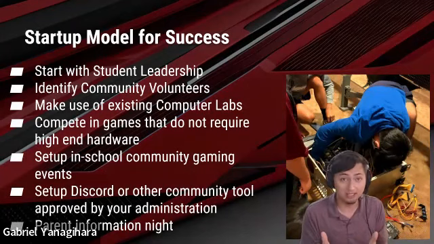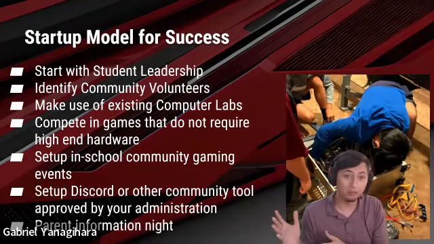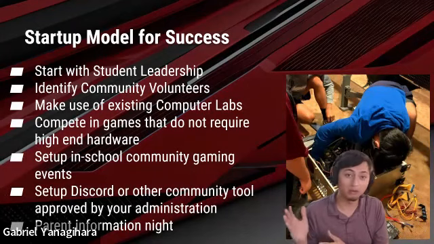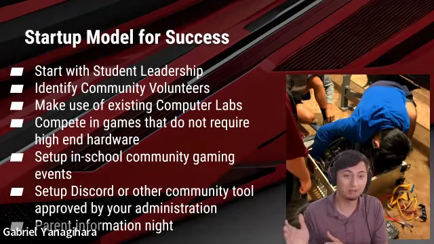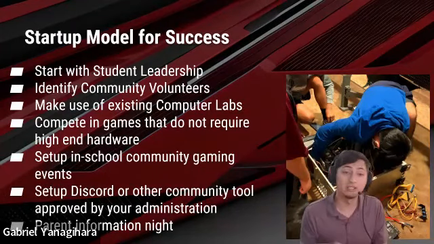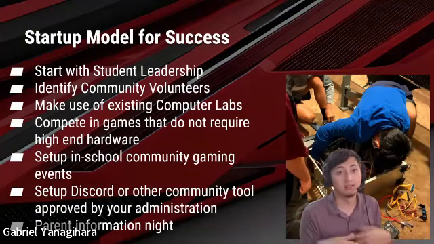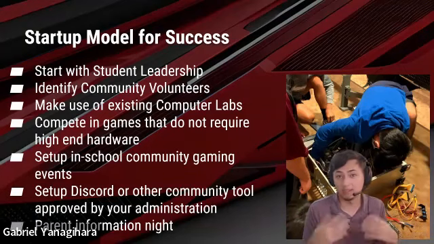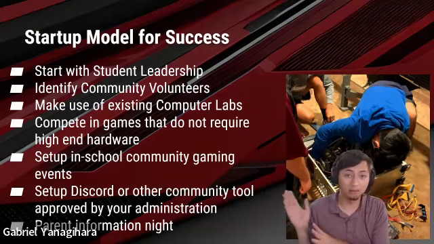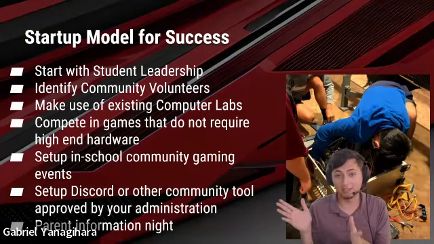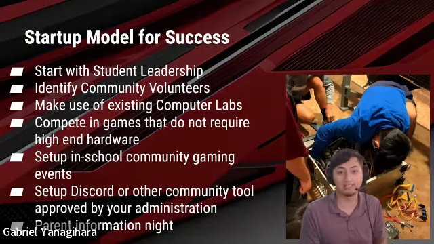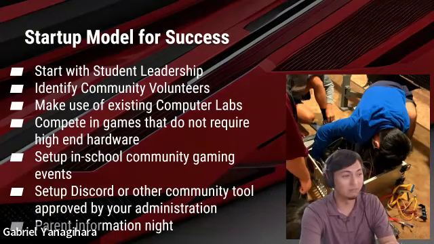Show proof of concept. Have just a couple of community events during lunch period, once per month, come and play video games with us, right? Set up some sort of Discord or Google Classroom or other community tool approved by your admin, so you can start facilitating and building that community. And then have some sort of parent information night, talking about, hey, we're going to be competing, we're going to be setting up. So this is your minimum viable product, right? You can do this. You've got an esports program running, and then you can use the 10 steps we covered before to dive more into it.